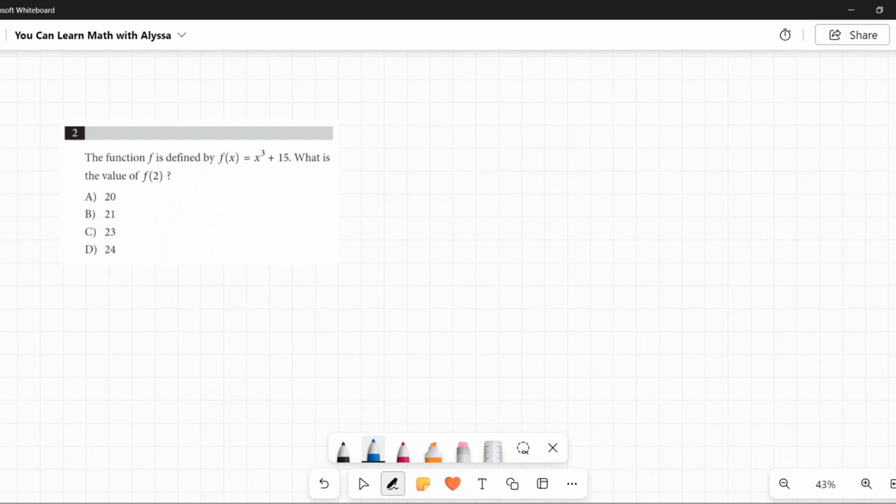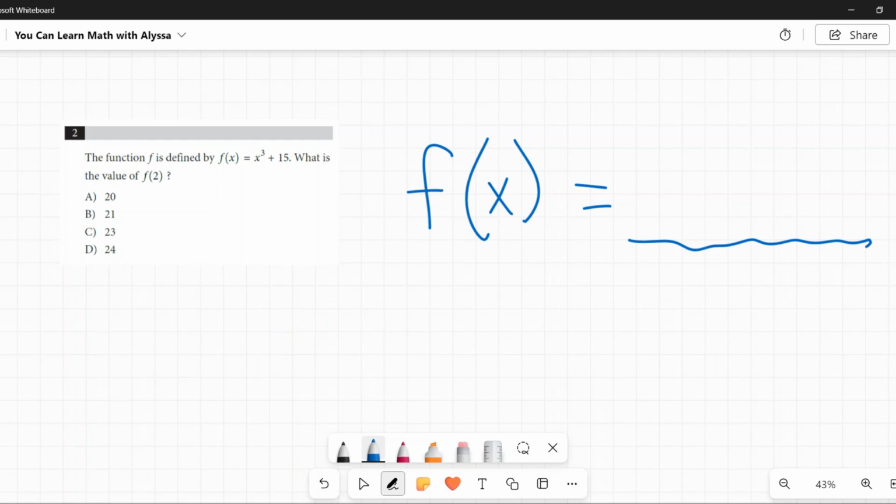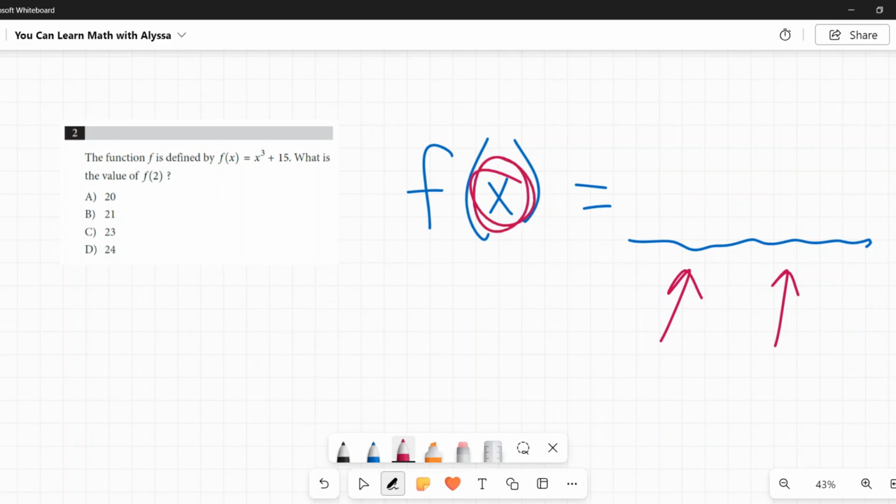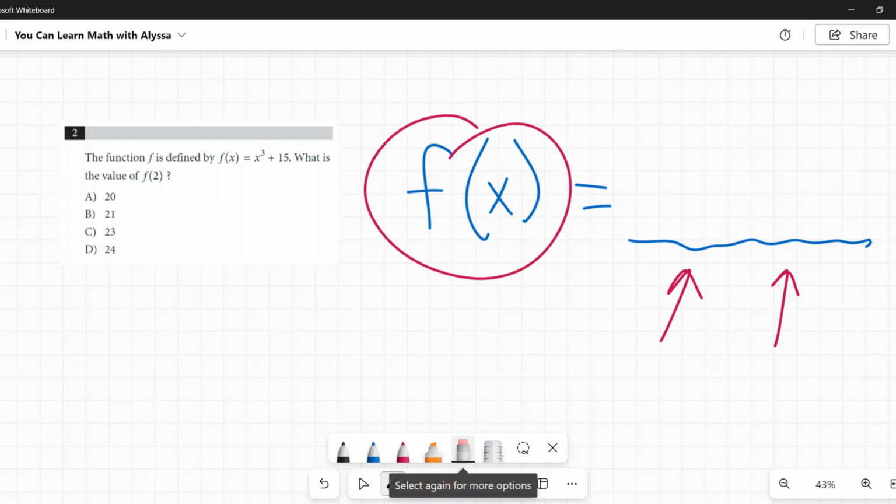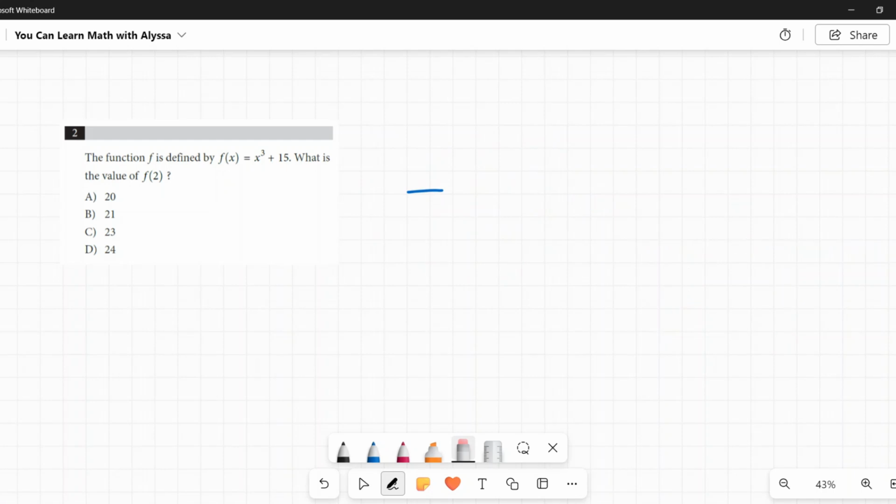Number 2, the function f is defined by f of x equals x cubed plus 15. What is the value of f of 2? Anytime we have a function in this form of f of x equals something, what it means is whatever's over here, if I pick a number, I plug it in wherever there's an x in this equation, and then we want to see what the output is. So whatever's in the parentheses is what we stick in every time there's an x, and then f of x would be the output. What answer do we get after we do all that math?